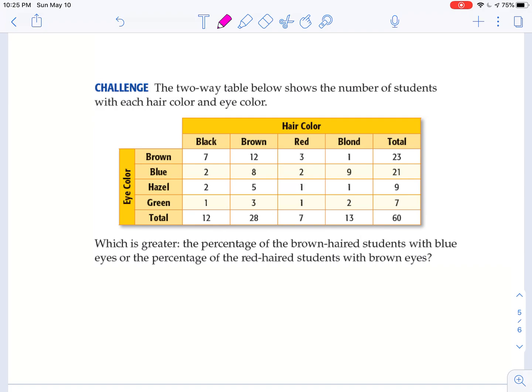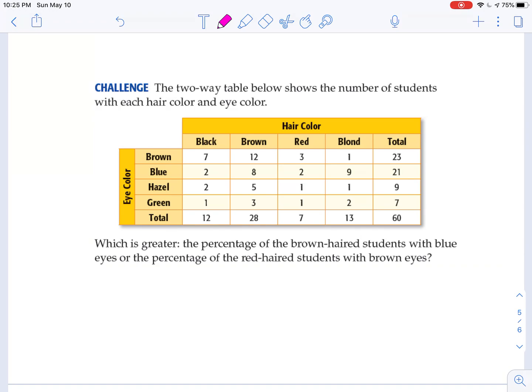It says, the two-way table below shows the number of students with each hair color and eye color. Okay, so notice there are a lot more categories here. Because we have to satisfy every hair color that students have and every eye color. Which is greater? So they're asking us to compare here. The percentage of brown-haired students with blue eyes or the percentage of red-haired students with brown eyes.